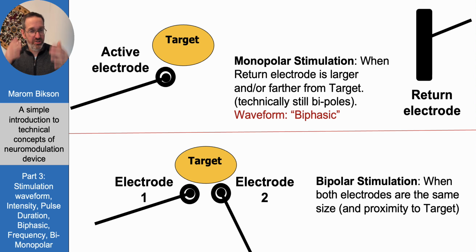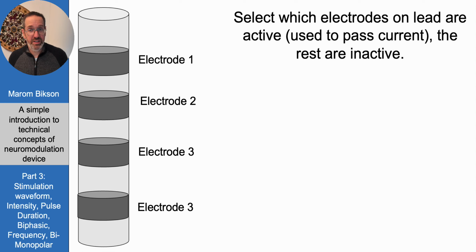Well, in the top case, there's this asymmetry with sort of one dominant player. So again, monopolar and bipolar do not refer to the waveform. It's not the phasic thing. It refers to the configuration of the electrodes. And so this gets us into quickly describing how we set up these electrodes. Imagine now you have a lead with 4 contacts.